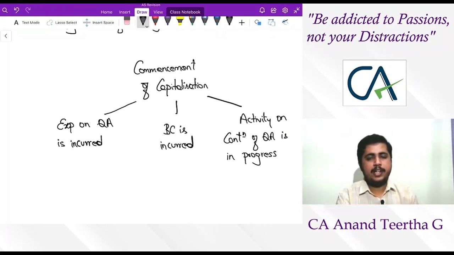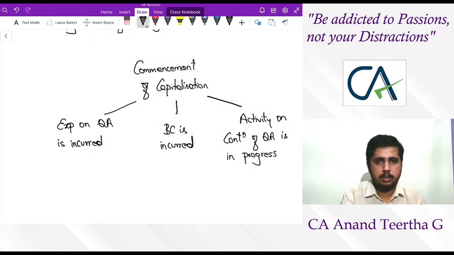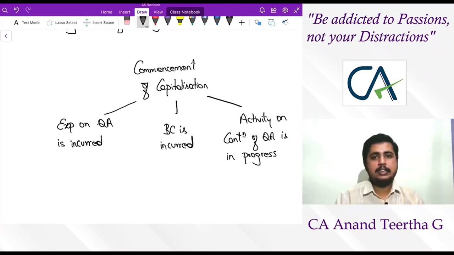So that particular activity, work on the qualifying asset, is ongoing. So first, expenditure has been incurred on the qualifying asset. Second, borrowing cost is incurred. Third, work on the qualifying asset is ongoing. Now, the reason why this comes is just to show the capitalization requirement, what an enterprise can do.